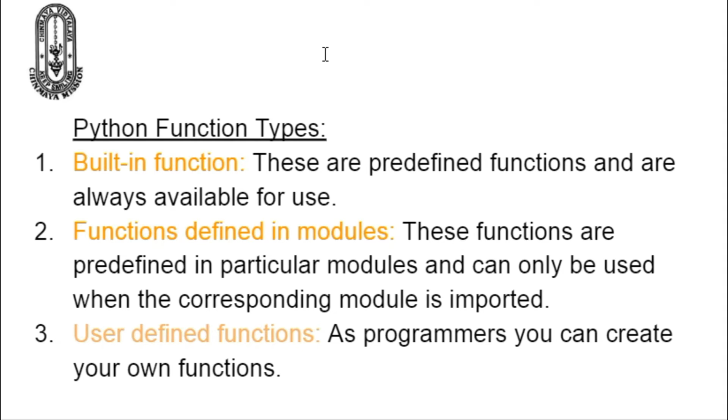Examples are length, type, int, input. All of these come under built-in functions. We don't need to import anything. These are predefined functions that are readily available for use. The second type is functions defined in modules. These functions are predefined in particular modules and can be used when the corresponding module is imported.